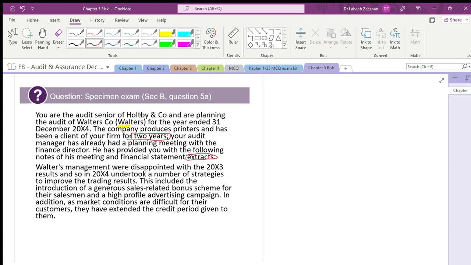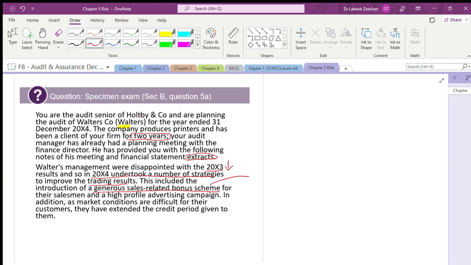Walters management was disappointed with the 2003 results, and so in 2004 they undertook a number of strategies to improve the trading results. Fine. In 2003 the results were not good, so they have taken a number of strategies. This is the risk. When things are not moving well, you are talking about strategies. This includes the introduction of a generous sales related bonus.